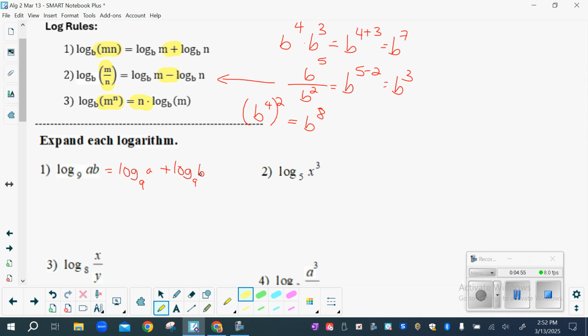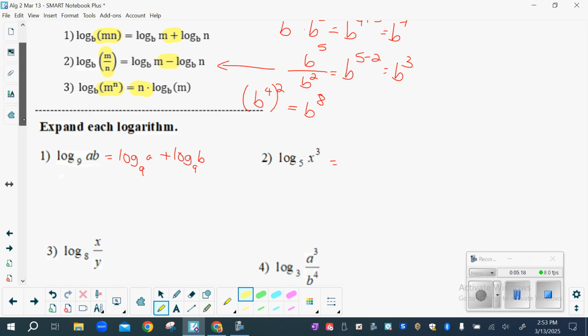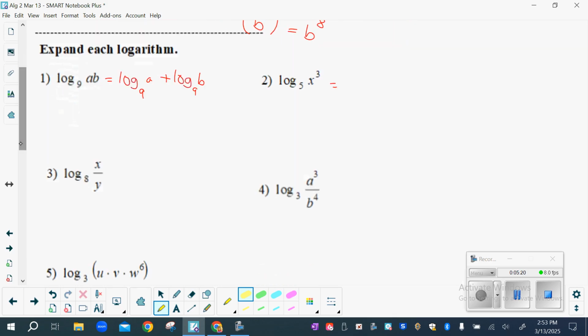So now number 2. Can I get a hand for which rule you would use for number 2? That's 1, 2, or 3. That's all you're going to do. Thank you for raising your hand, Jason. Which one? 3. So this is a base to an exponent. So we want to use that one where we move that exponent to the front. So what would we do with the 3? Yes, so it's 3 times log base 5 of x.